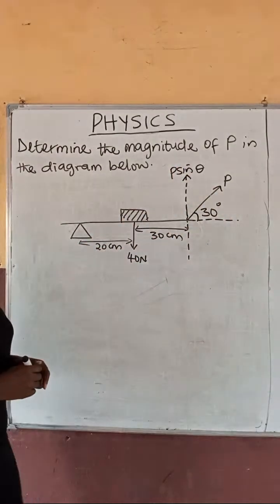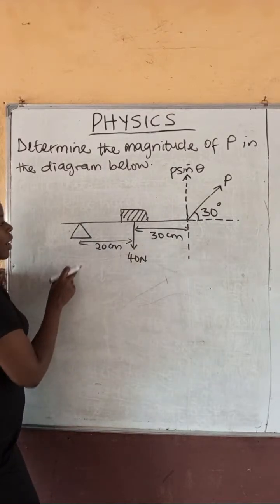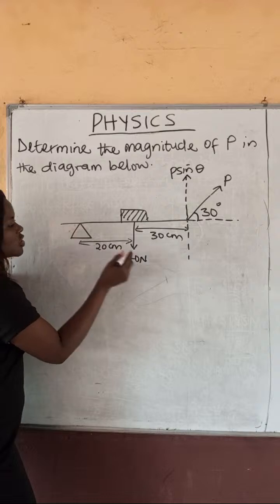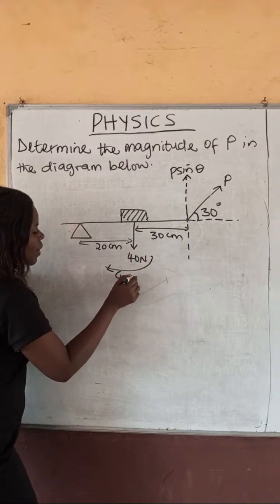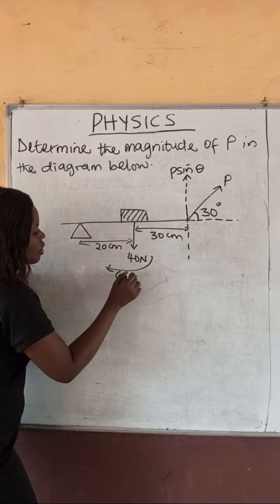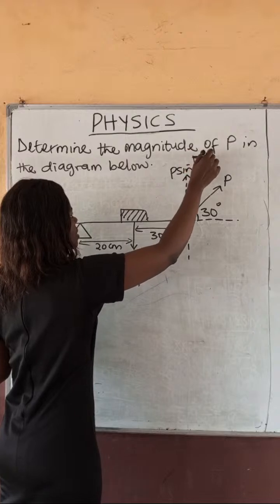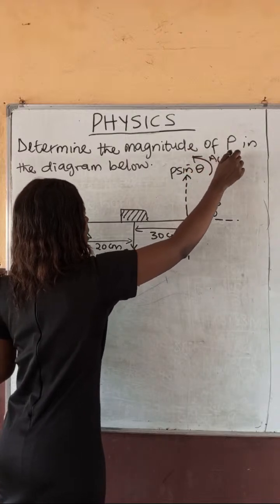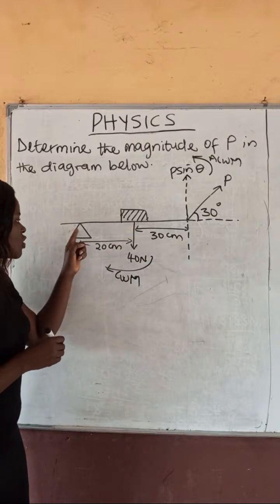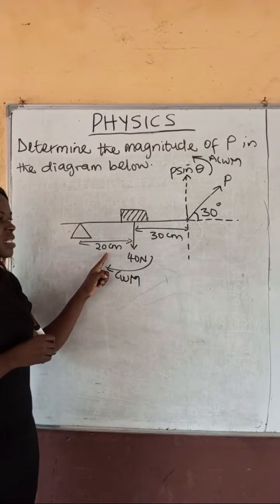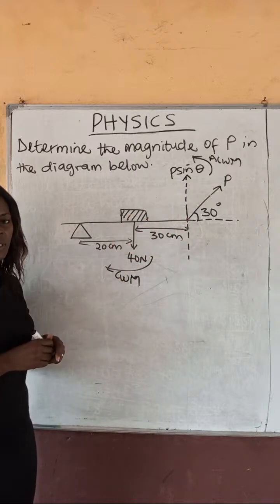Now going back to clockwise and anti-clockwise moments, this is clockwise with respect to this knife edge. So I'll go this way. This is a clockwise moment. Why this one will be what? Anti-clockwise moment. And the distance from here to the pivot is 20 centimeters, whereas the distance from here to here is 50 centimeters.